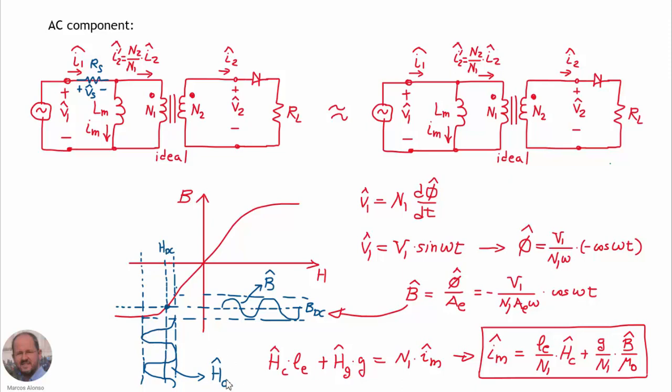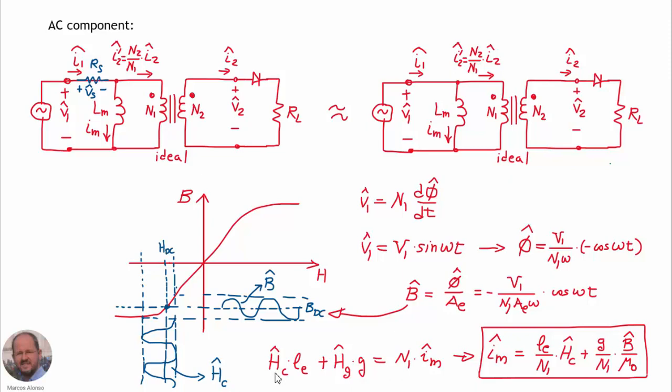And this magnetic field intensity is directly related to the magnetizing current circulating here through the magnetizing inductance. In fact, we can calculate the relationship between magnetic field intensity and magnetizing current using this expression here, which comes from the well-known Ampere's law.